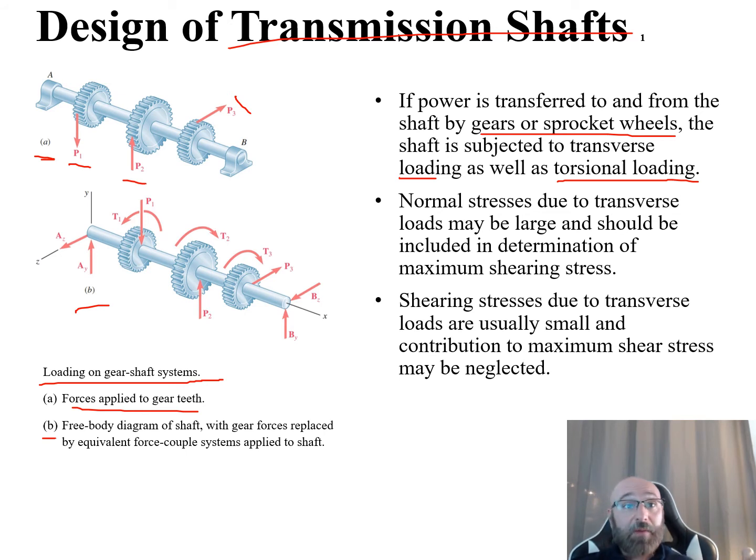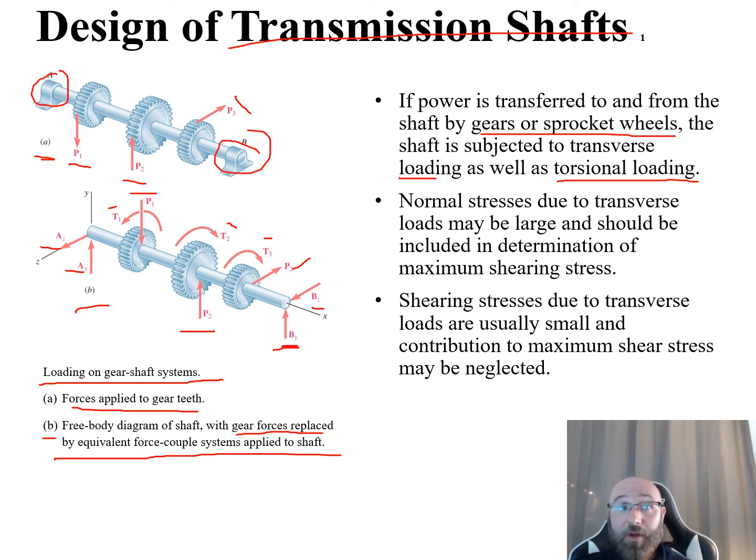In this free body diagram of the shaft, we see the gear forces are going to be replaced by equivalent force couple systems that are applied to the shaft. So you can see we have this torque right here. We have our P1 on the shaft, our torque 2, P2, torque 3, P3, and now you can see our support right here. We have our By and our Bz, and we have our Az and our Ay over there at the ends of the shaft where it's supported.